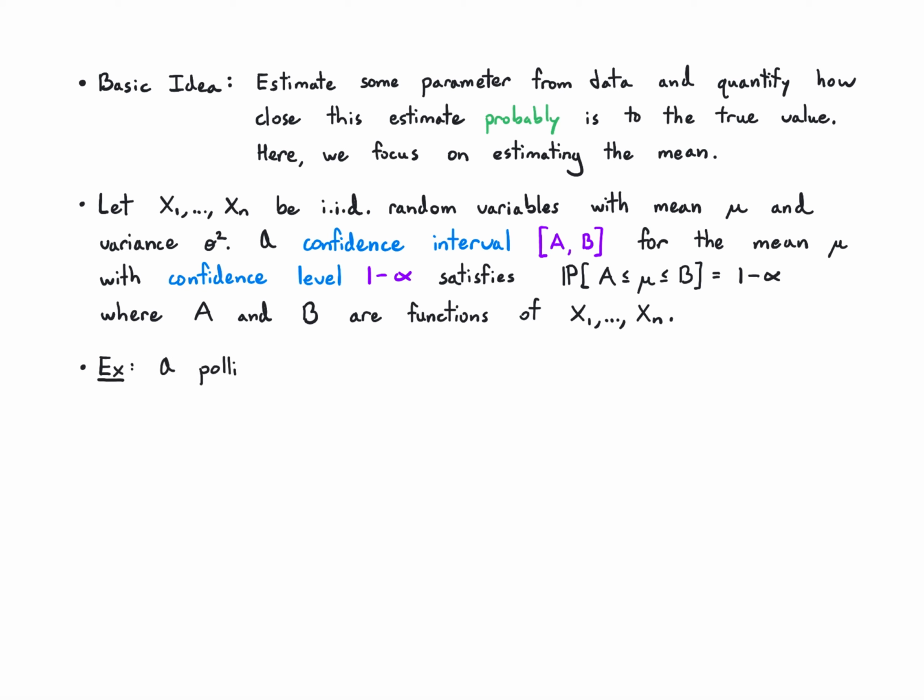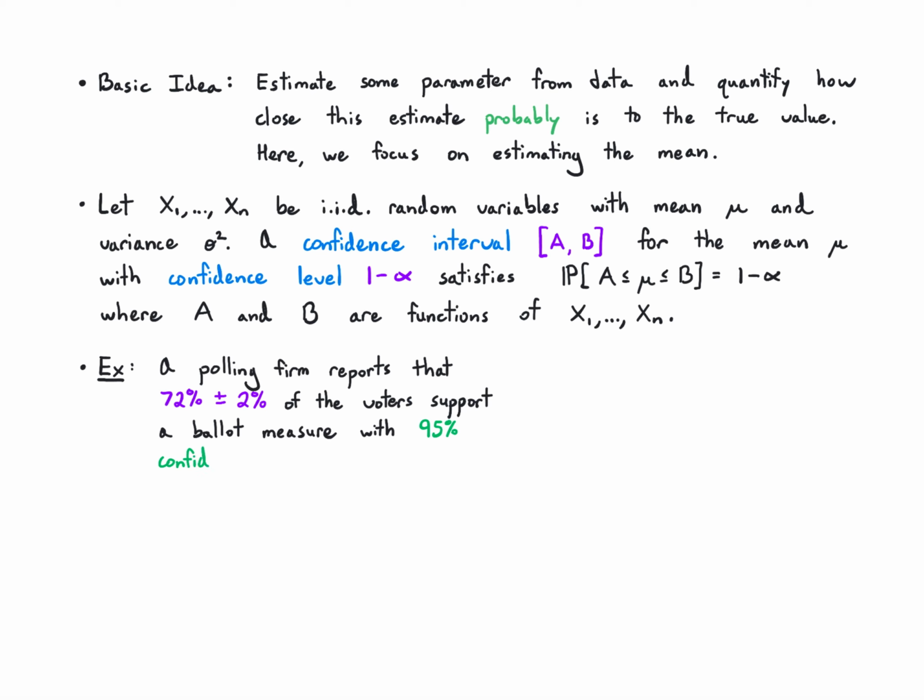Okay, so here's an example that you've probably seen in many contexts. Let's say there's a polling firm and they report that they've interviewed a lot of people, and 72% of the population, plus or minus 2% of the voters, let's say, support the upcoming ballot measure. So maybe people want to pass a new law and there's a ballot measure coming up, and the firm reports this with 95% confidence. So what does this mean? Well, in our context, this corresponds to trying to estimate the mean, mu, which is equal to little p, of a Bernoulli random variable, and we've gotten IID Bernoulli samples.